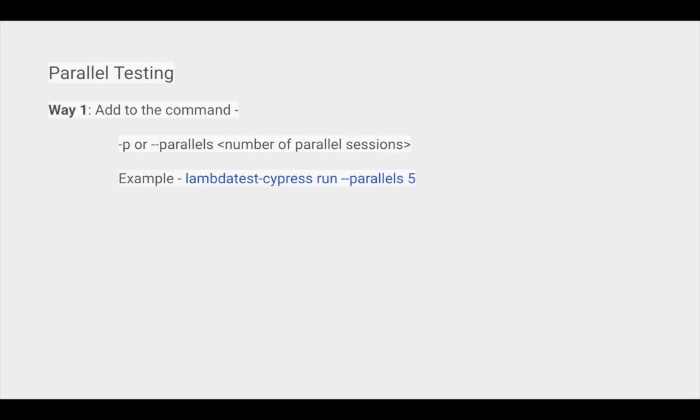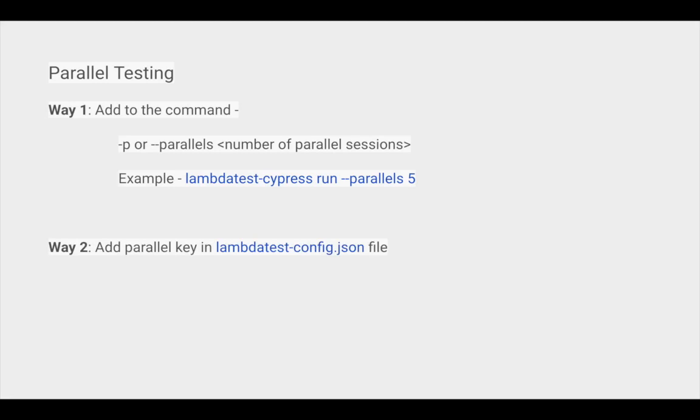Now for parallel testing, we can add a command. As I told you that we can add -p or --parallels and give the number of parallel sections. So you can say lambdatest-cypress run --parallels and give the number of parallel runs or parallel instances you want. Now before you do that, also check your account how many parallel instances are allowed in your account. So you can go to your LambdaTest platform and go to the account section and check this.